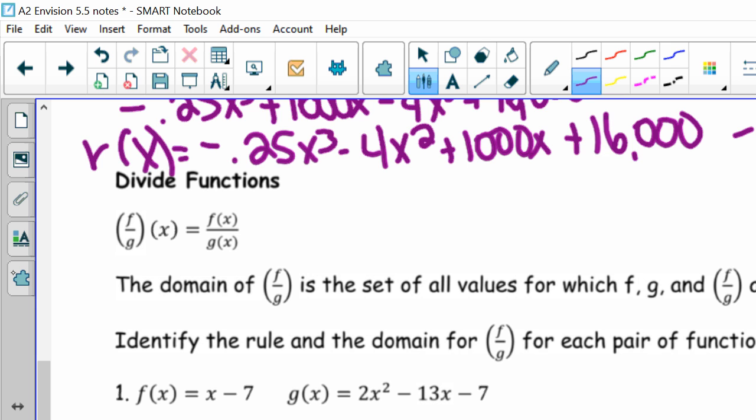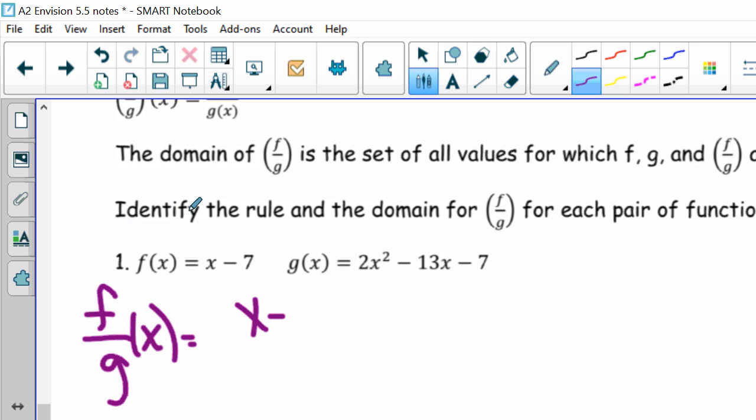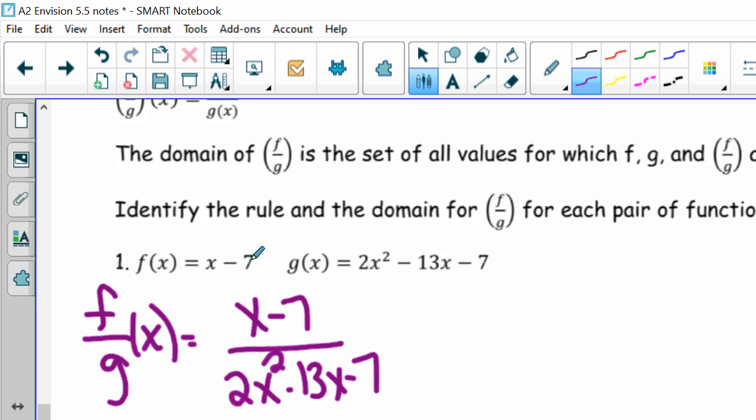We will identify the rule and the domain for f divided by g for each pair of functions. Notice right off the bat, number 1, f of x equals x minus 7. That's a line. I can plug any number I want in for f. G of x is 2x squared minus 13x minus 7. My domain for g of x is also all real numbers because it's a parabola. So let's see what happens when I do f divided by g of x. I would take x minus 7 over 2x squared minus 13x minus 7.